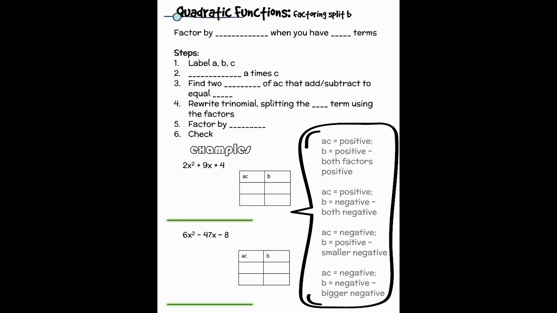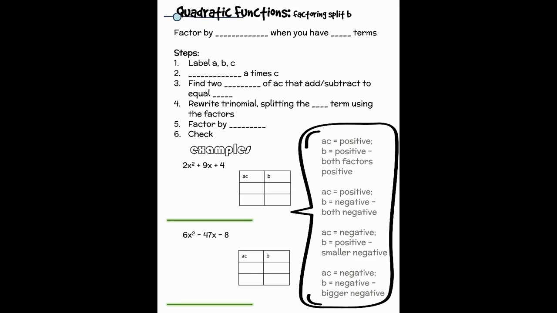Let's factor by split b. So these are examples like this, 2x squared plus 9x plus 4. We don't have a greatest common factor, and we don't have 4 terms, so we can't factor by grouping. So what we're going to do is split that b term, that middle term, to give us 4 terms, and then we can factor by grouping.